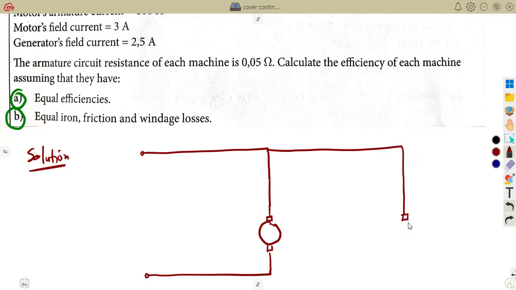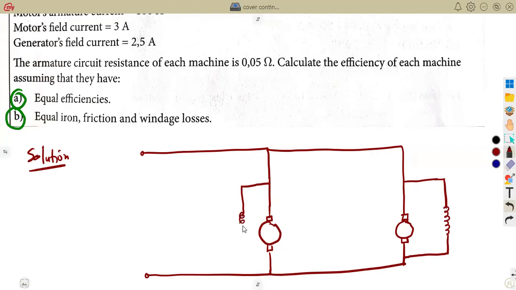All right, so let us have the part of our generator. The generator must have its field winding here. This is the part of the field winding. The motor also must have its field winding on this other side. So just a basic view, guys: this is our motor and this is our generator.